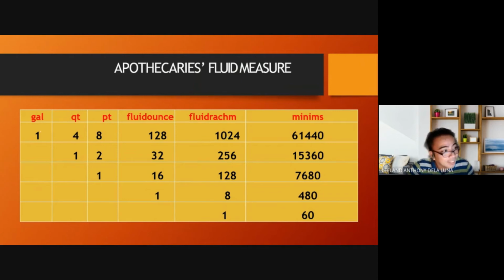So, ito yung conversion niya na straight yan. So, 1 gallon is equivalent to 6,144 minims. Or 1,024 fluid drachms is equivalent to 61,440 minims. So on and so forth. Okay, so yun yung table na ito.